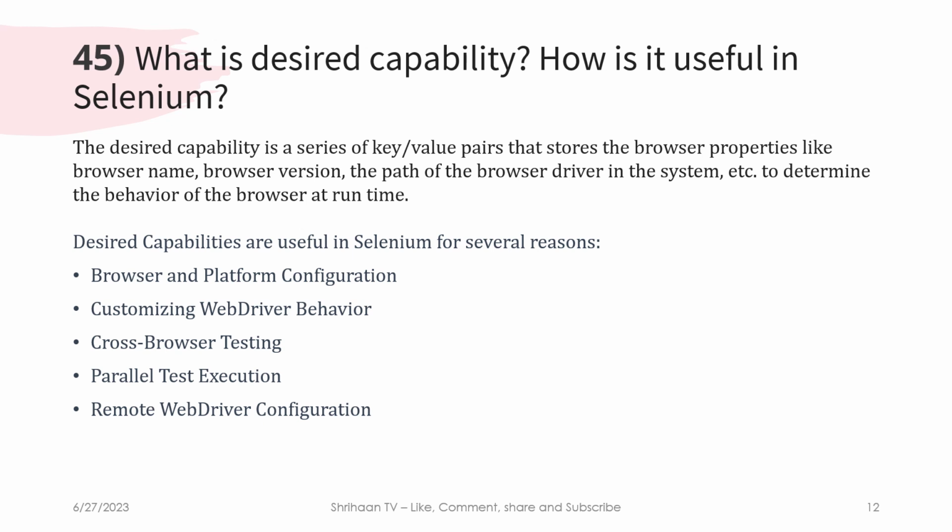And the other reason is remote WebDriver configuration. We are using a remote Selenium Grid for distributed test execution. Desired capabilities are very crucial. They are used to specify the details of the target browser version, platform, and other settings to instantiate WebDriver on the remote node. So these are the several reasons why desired capability is useful in Selenium.